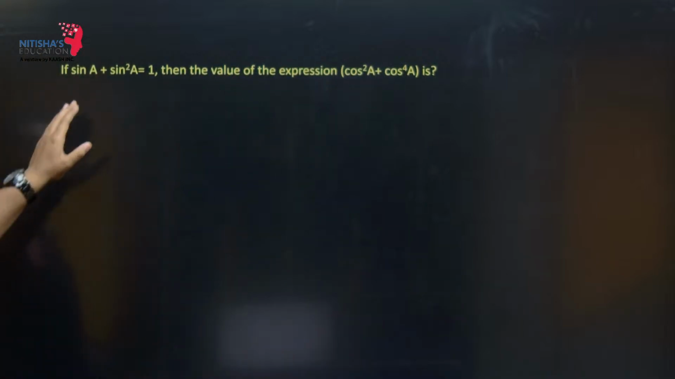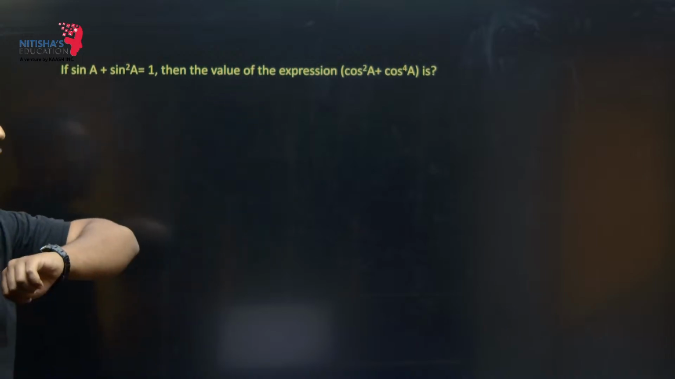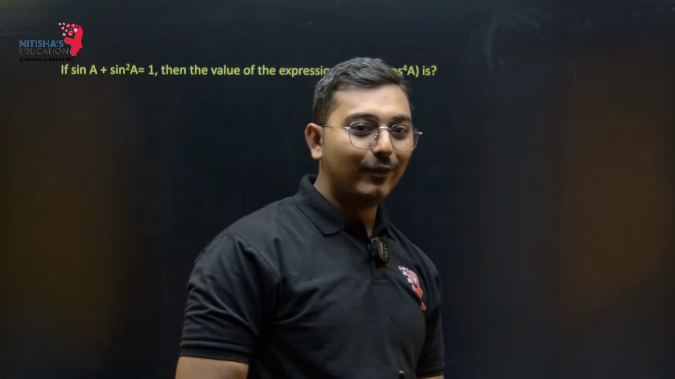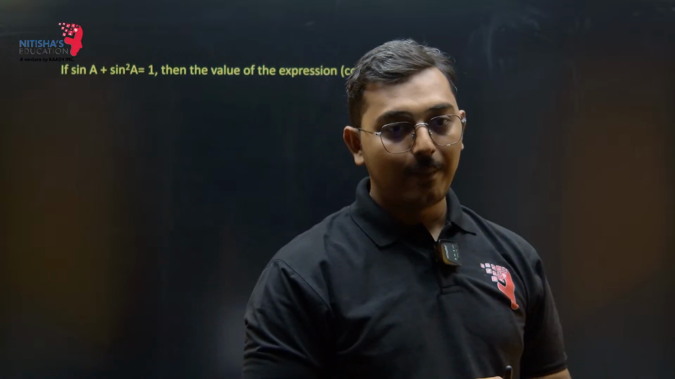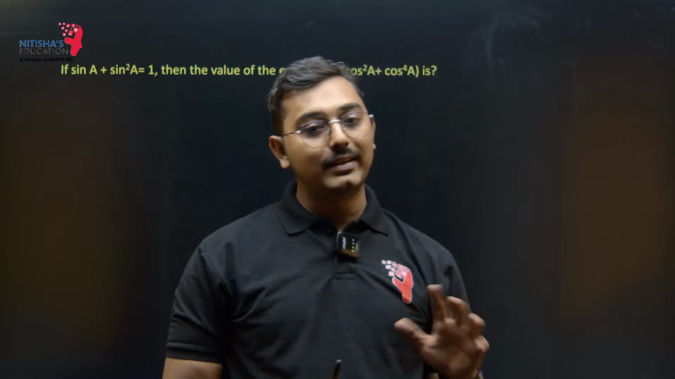Next, sin A plus sin square A is equal to 1. Then find the value of the expression cos square A plus cos raised to 4A. This is the frightening one, which we think is a very tough one. But when I help you solve this, it will be very easy for you.